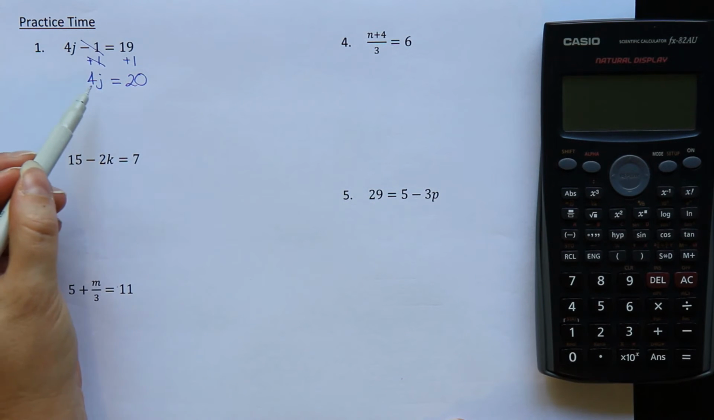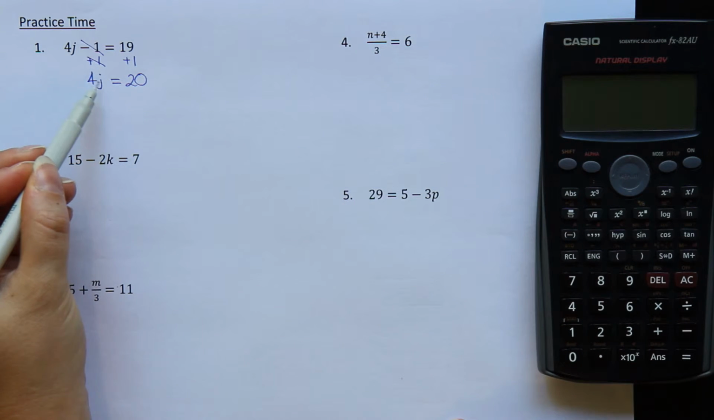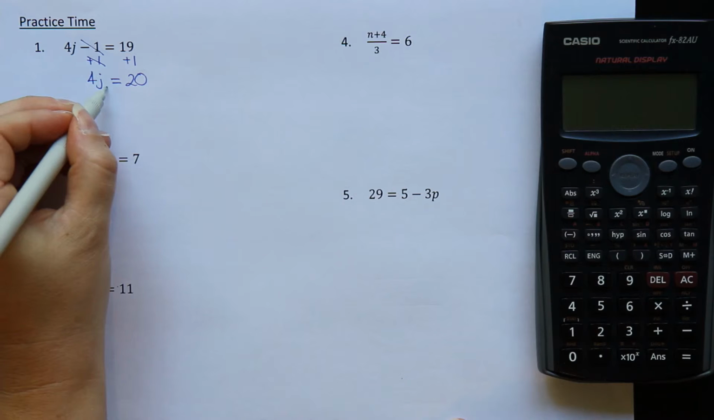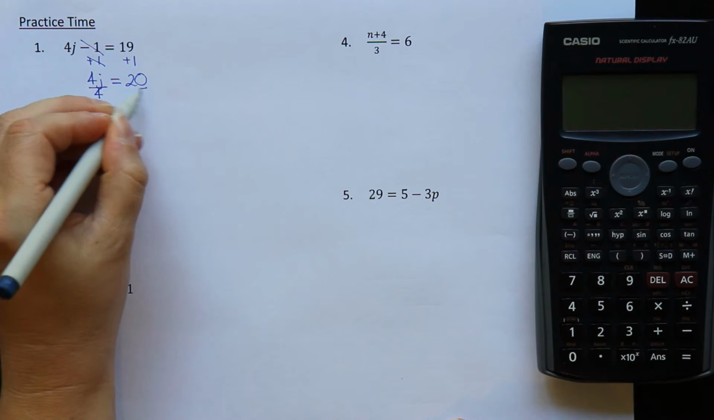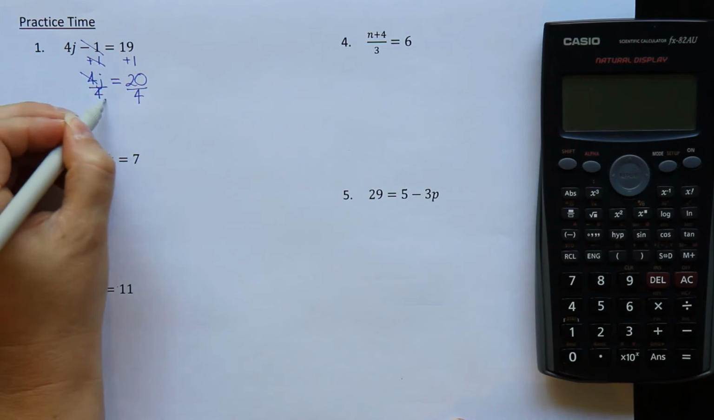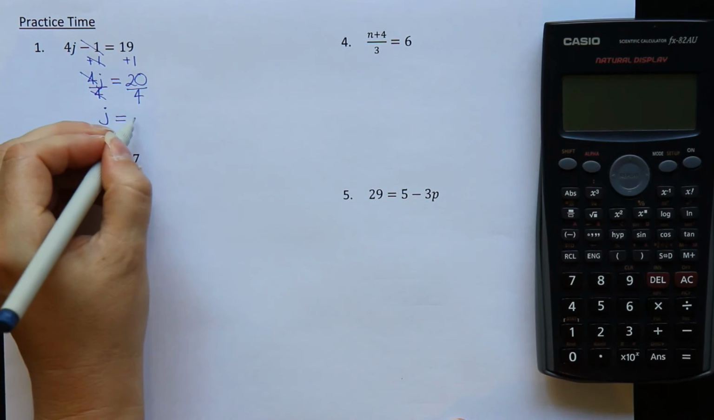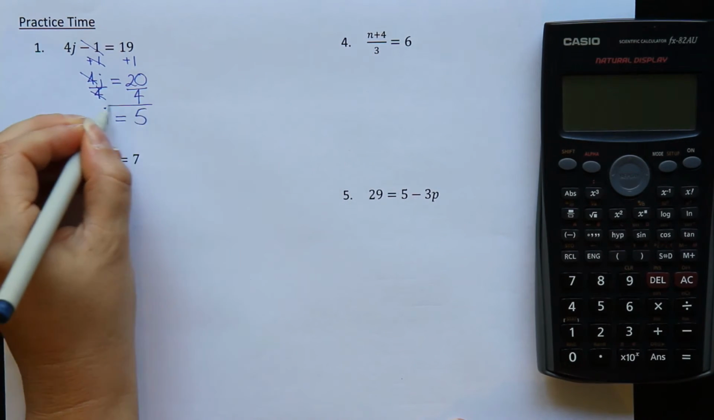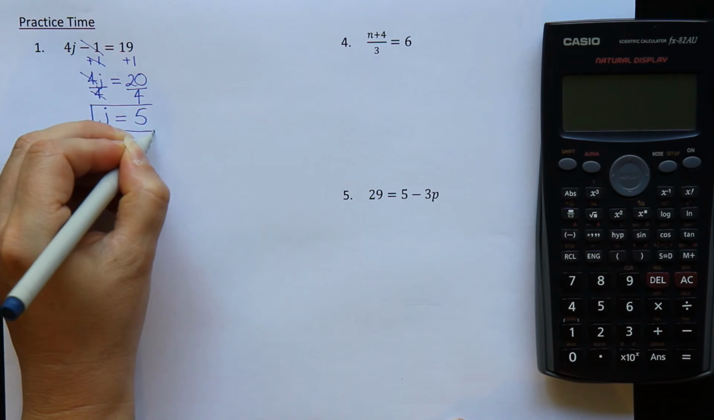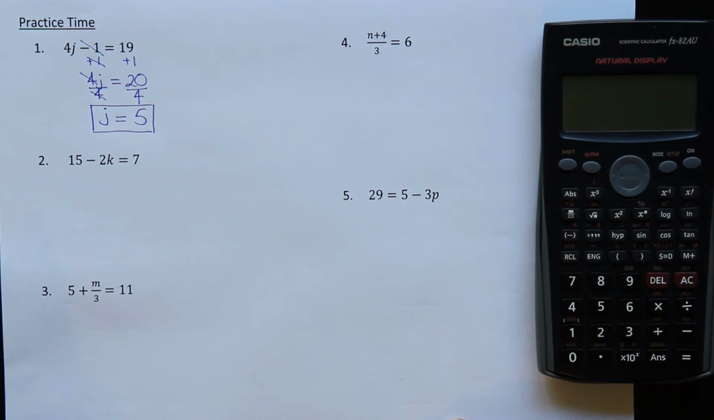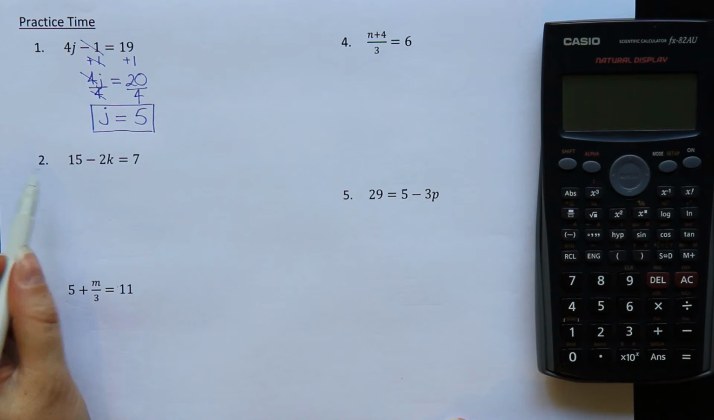The second step, I need to move the 4. So the 4 is times with the j, so the opposite is to divide by 4. j is now by itself, and 20 divided by 4 is 5. Did you get that? Alright, let's see how you went with question 2.